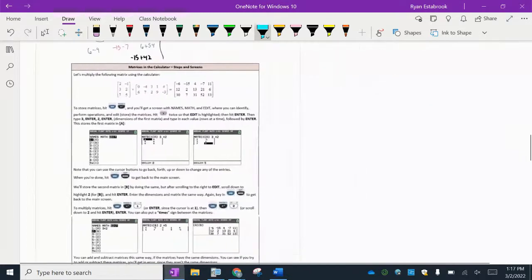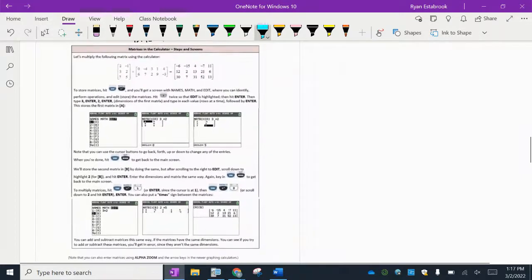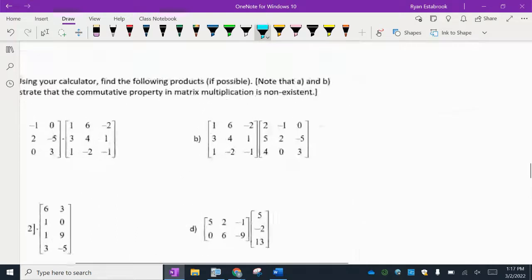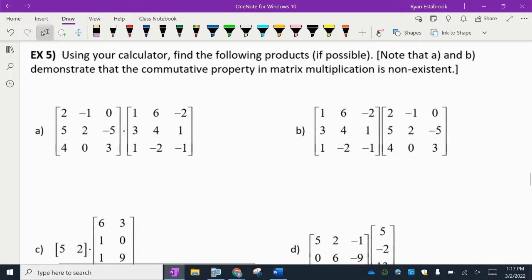If you want to read through this, you can. It goes through all the steps of multiplying by using matrices in your calculator. So there is this how-to. We're going to do it in class right now, so you might not need to look at that if you can follow along with what's going on next. We've entered matrices into the calculators before.